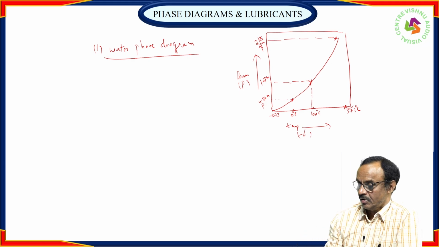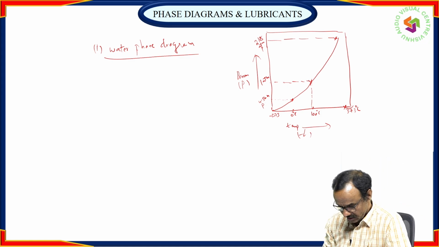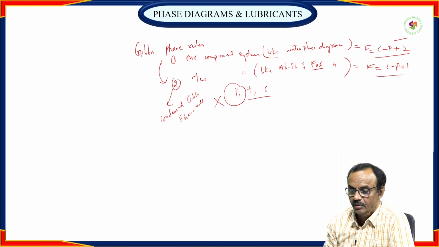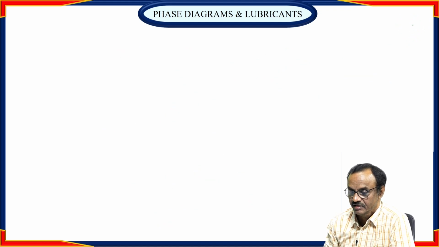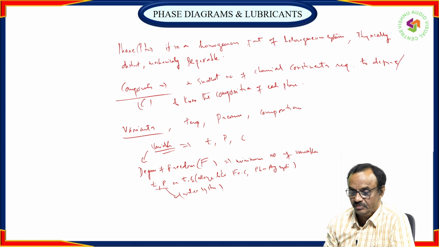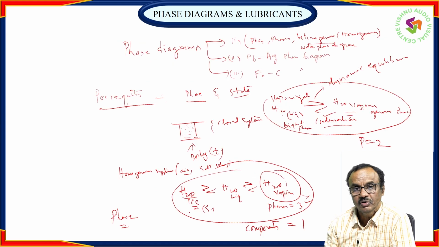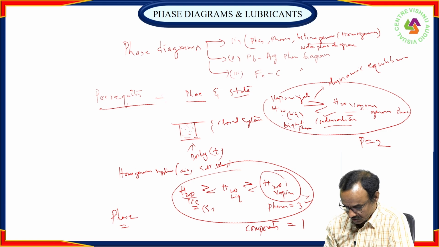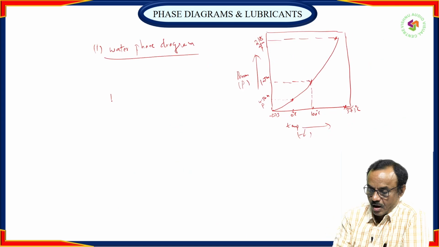So we need to take this example. I already mentioned it while defining the phases and components. Already we discussed it. You need to write this formula only. So inside the deep freeze box, the existing possible phases are 3.